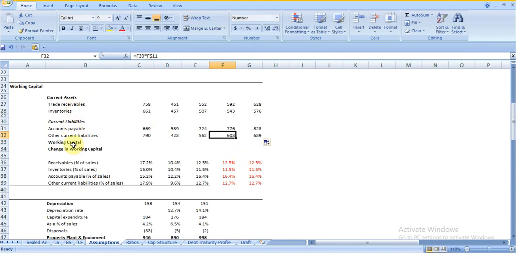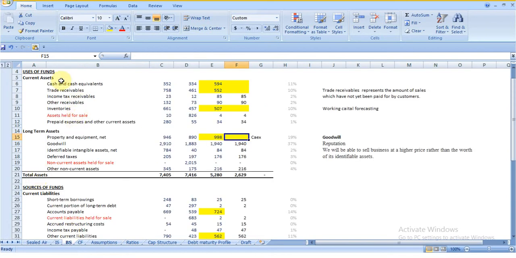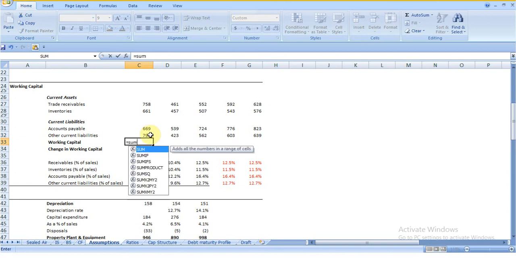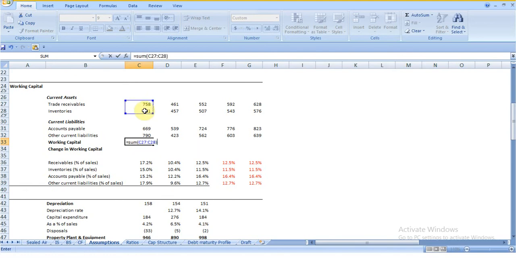Now here in current assets, apart from trade receivables, there are income tax receivables and other receivables. I have kept them constant because these are minor items, and if you want, you can calculate them, but for the sake of simplicity, I have just forecasted trade receivables, and the rest two items, income tax receivables and other receivables, I kept constant. Now I have already forecasted these numbers. Here I am going to calculate the working capital. Working capital requirement is nothing but your current assets minus your current liabilities.